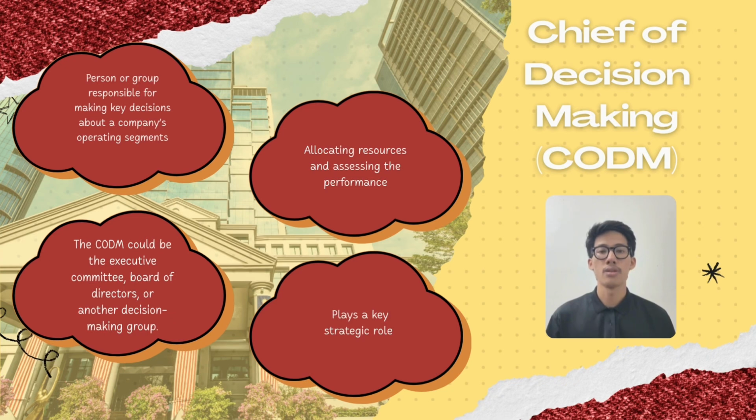The CODM is not always the CEO. It could be any person who looks at the internal reports and makes important decisions about how the business runs, for example, an executive committee or board of directors. The CODM plays a key strategic role, which is to help shape the direction of the company. They do not just review numbers, but also use information to make major decisions that affect the company's growth, efficiency and long-term success.